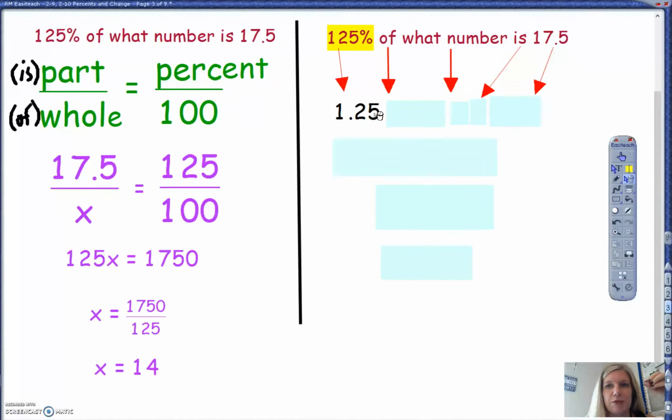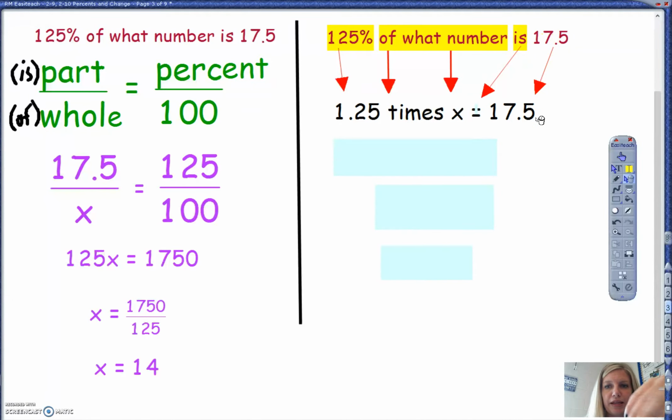Of in math means multiplication. Of what number means times what number. How do we write that in math? We use a variable. So we get that times some number x. Is in math, hopefully we remember, means equals. And then we have 17.5.